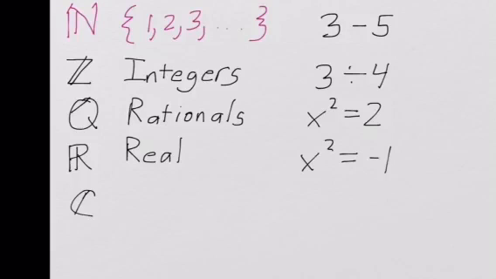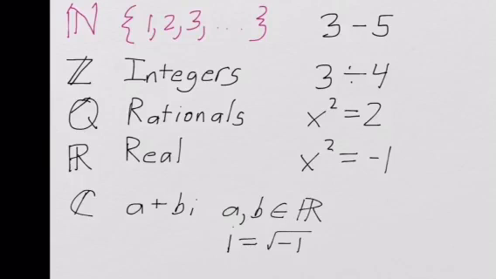So complex numbers are going to be numbers of the form a plus bi, where a and b are real numbers, and i is equal to the square root of negative 1.